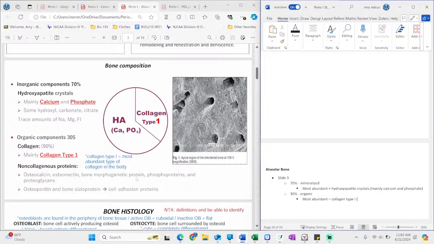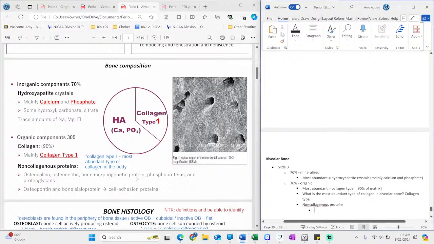90% of that matrix is collagen type 1. Okay. The other thing that is very critical here are other proteins. From all of this, bone morphogenetic protein, this is the growth factor that controls the growth or deposition of bone. The other one that is critical is this, osteocalcin.